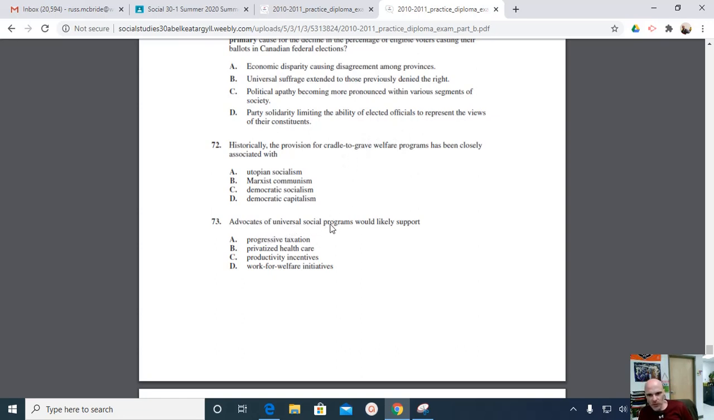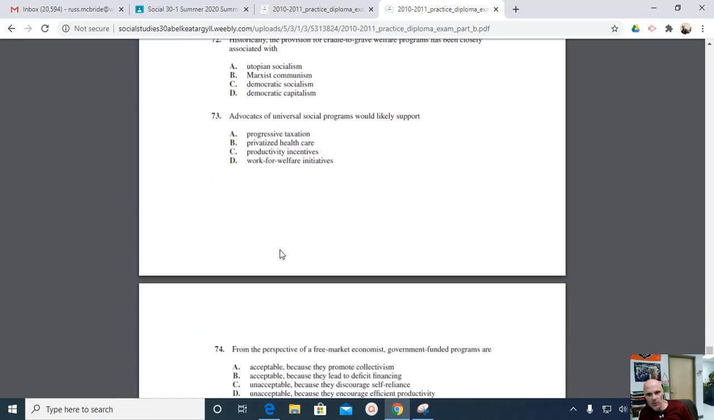Advocates of universal social programs would likely support. So we like universal social programs. We want to make sure that we can pay for them by taxing the rich people and giving it to the poor people. That makes a little sense because work for welfare is damaging the poor. Productivity incentives, it elevates those most able. Privatized healthcare will damage the poor. This is the only one that, by extension, can help poor people and help out universal social programs.